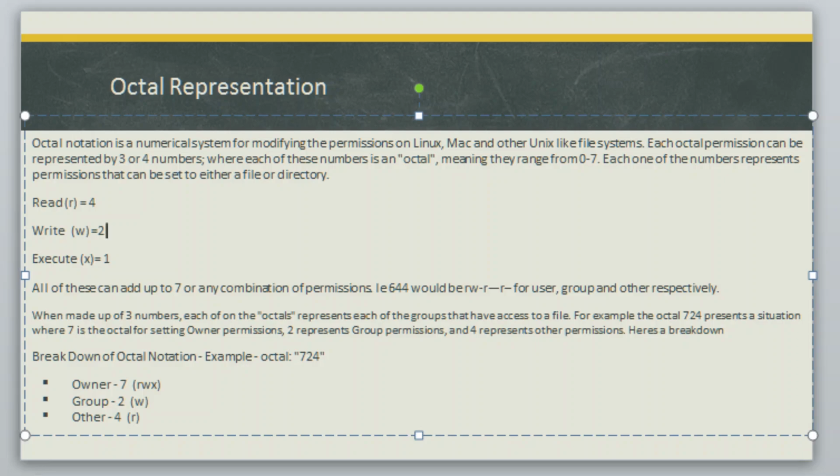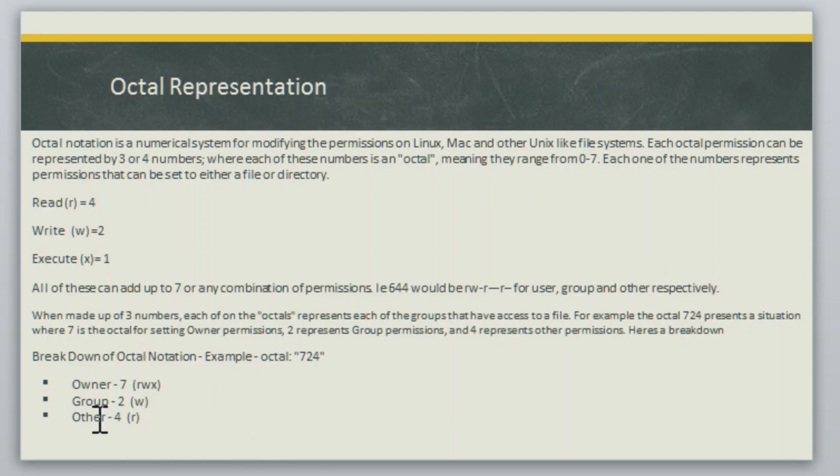So we have owner. The permissions are set to 7, which means they have read, write, execute. 4 plus 2 plus 1 is 7. Then we have group, which is set to 2. So all they have is write permissions. We see that up here, write equals 2. And then we have other, which is 4. That means other has read permissions, just 4.